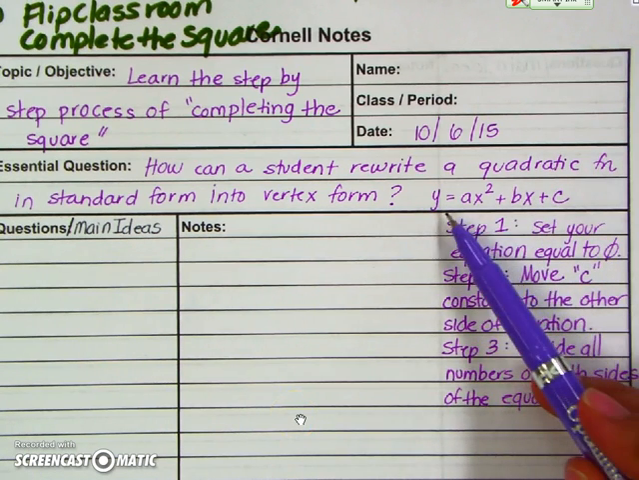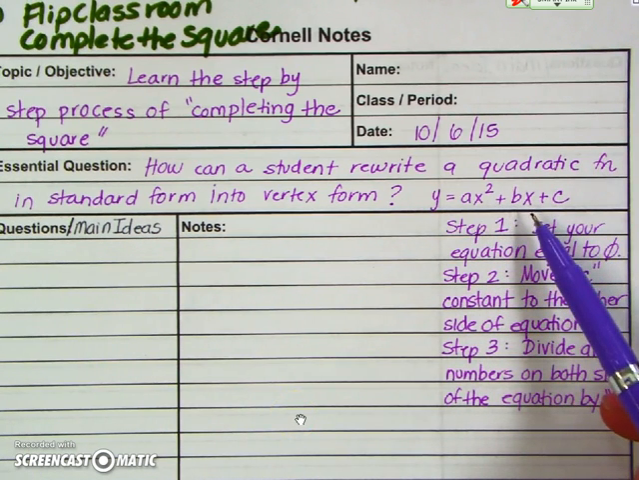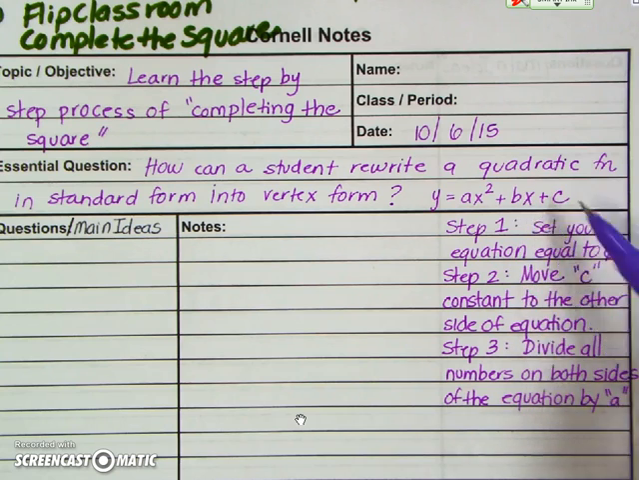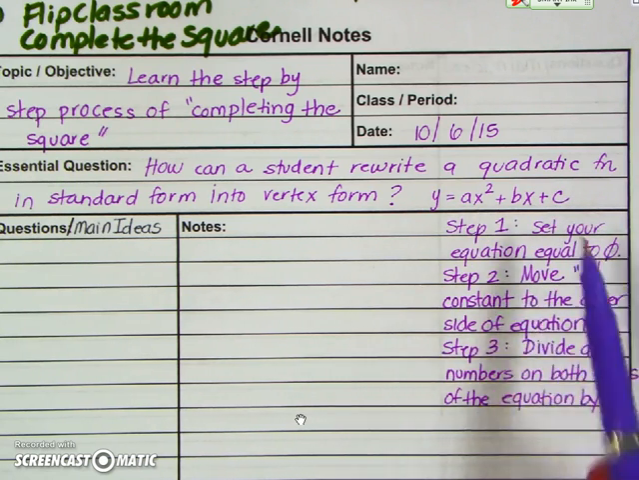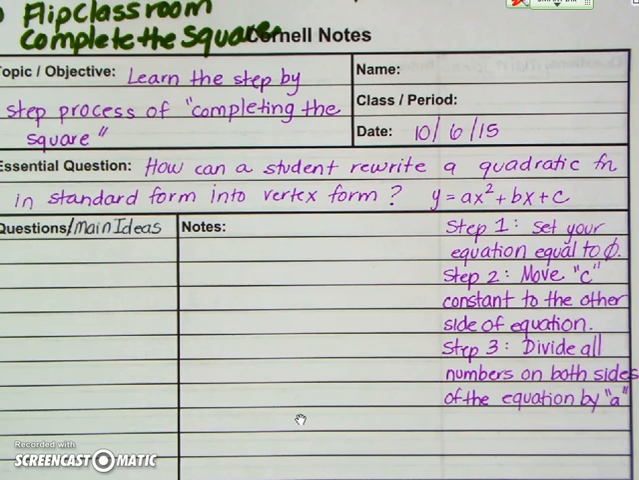I went ahead and added y equals ax squared plus bx plus c at the top of your essential question so that you know what I'm talking about when I'm talking about c. You want to move c to the other side of the equation, and then you're going to divide each of your terms on both sides of the equation by the constant leading coefficient a. So you're simplifying your function into something a lot easier, okay? You want to get a leading coefficient of 1.